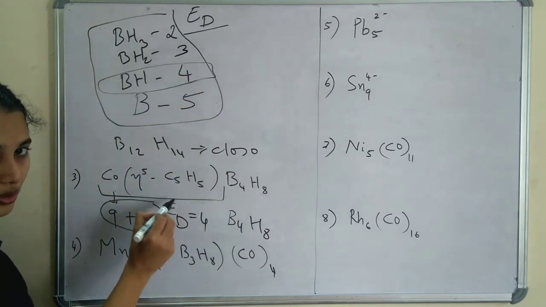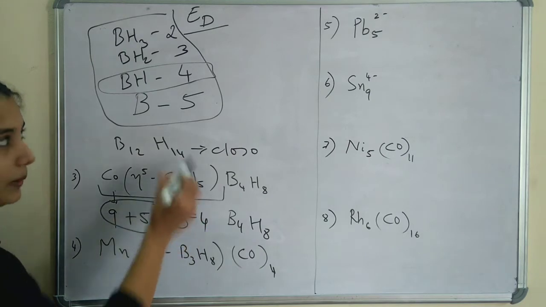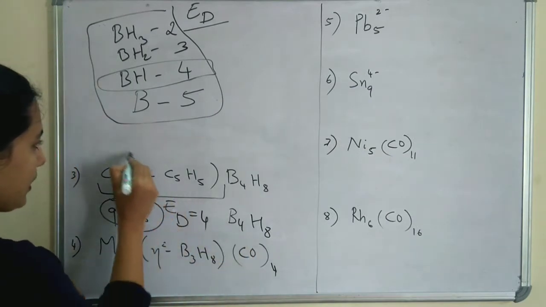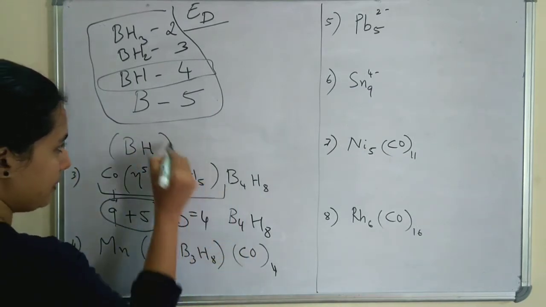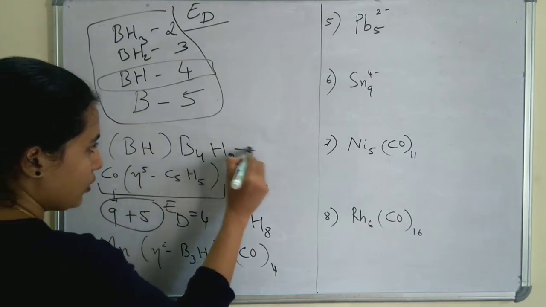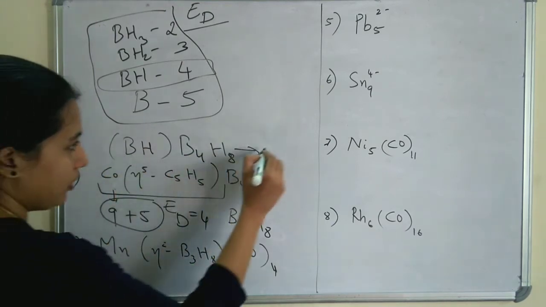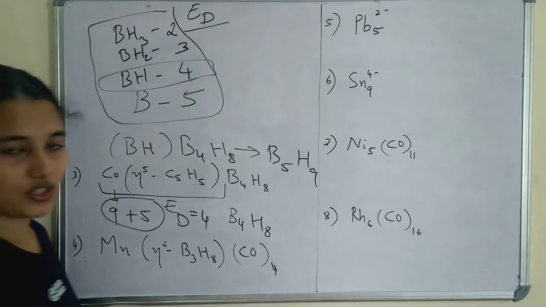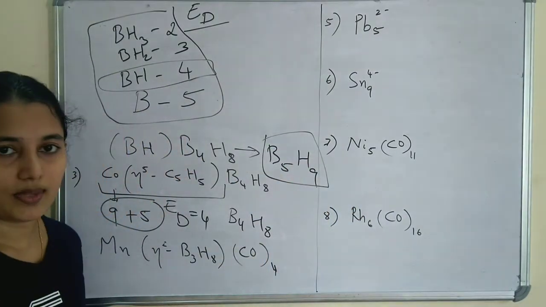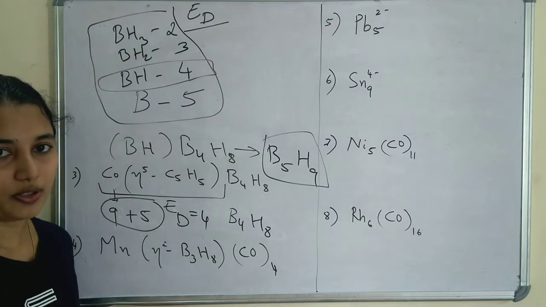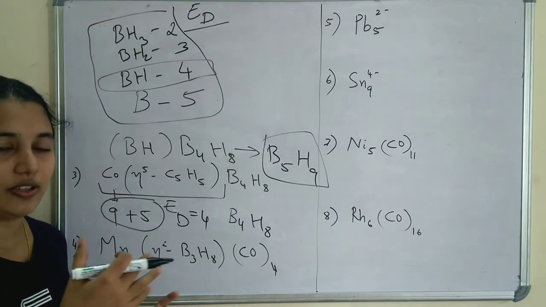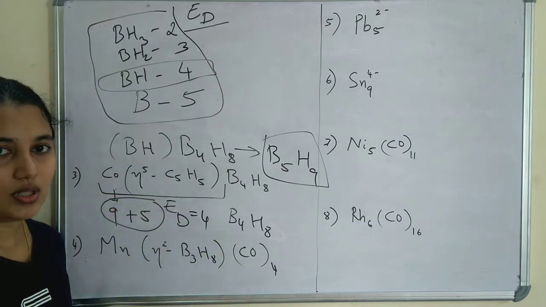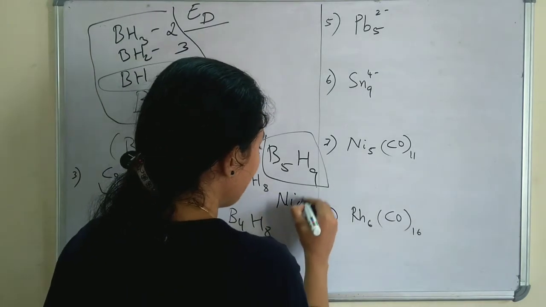Electron deficiency 4 corresponds to BH. So we will substitute Co(η5-C5H5) with BH. We can write this as BH and B4H8. So the total number of B is B4 plus 1, B5, and H is 8 plus 1, 9. So B5H9 is the final structure. Now we can find the geometry of the borane B5H9. Here n is 5, and 5 plus 4 gives 9. So n plus 4 is nido, and this structure is a nido structure.